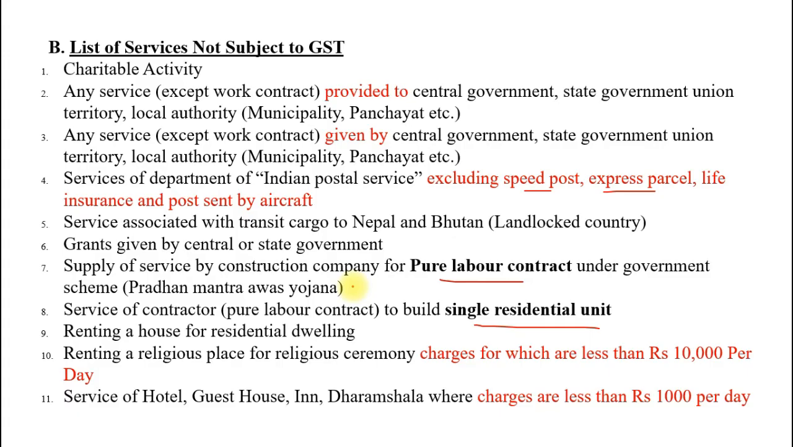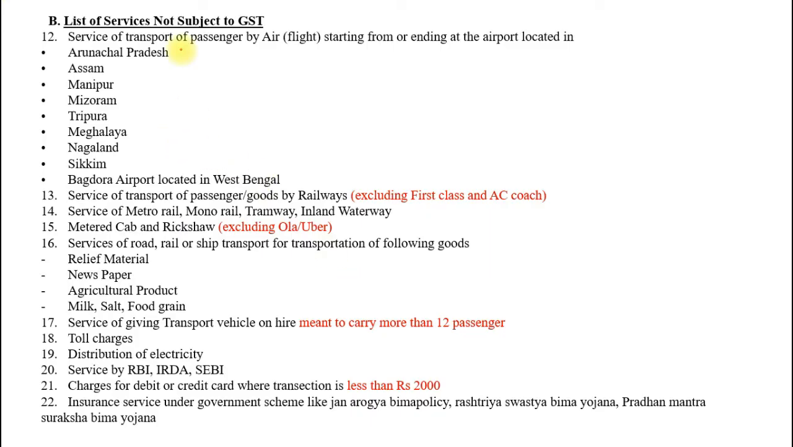Next, service of transport of passengers by air, flight starting from or ending at airports located at Arunachal Pradesh, Assam, Manipur, Mizoram, Tripura, Meghalaya, Nagaland, and Sikkim, and Bagdogra Airport in West Bengal.